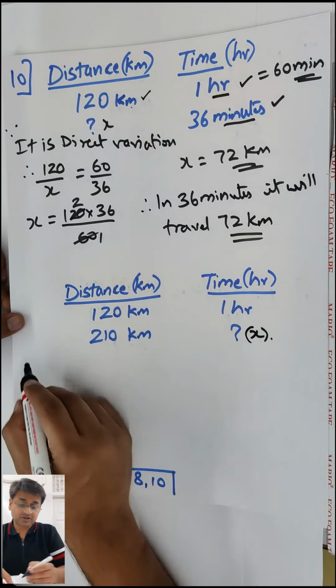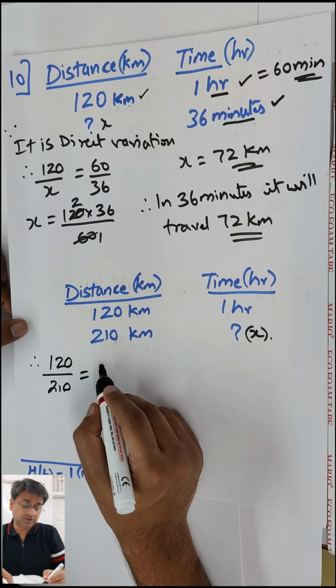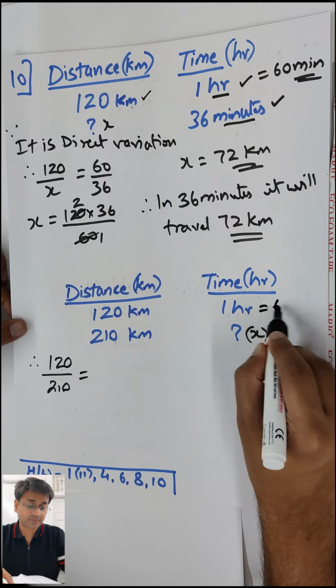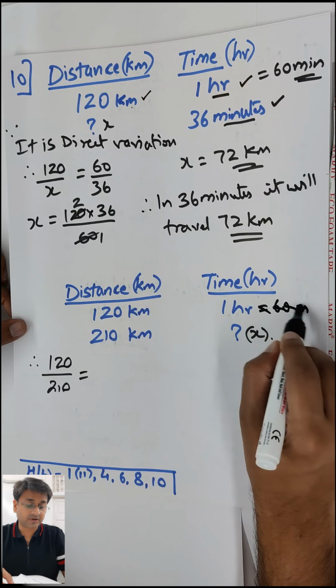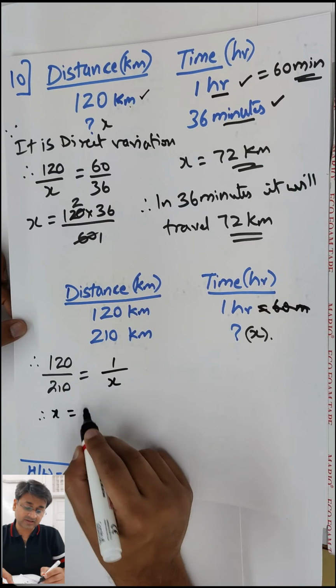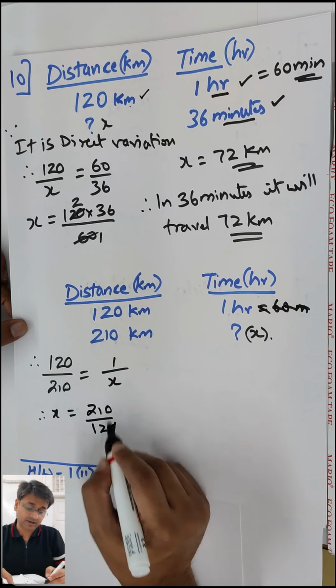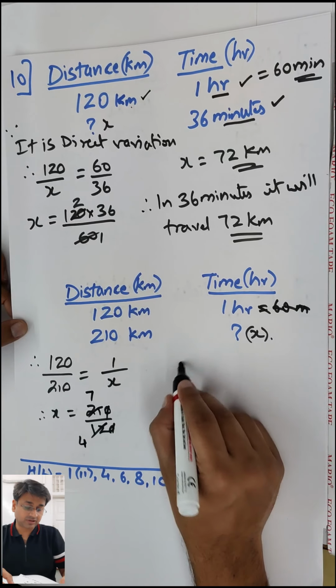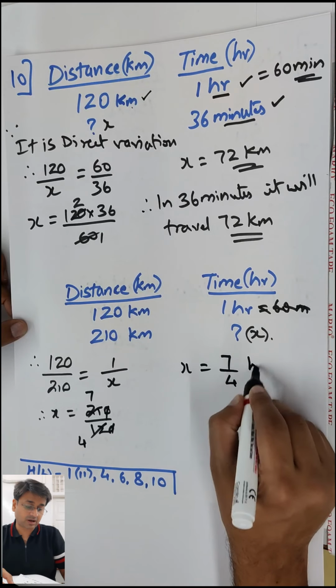Therefore 120 upon 210 equals 1 hour upon x. Should I convert this into minutes? Maybe it's better. 60 minutes, or let's keep it as hour. Later on we will do it. 1 by x. So therefore x is equal to 210 by 120. 3 7s are 21, 3 4s are 12. So x is equal to 7 by 4 hours.